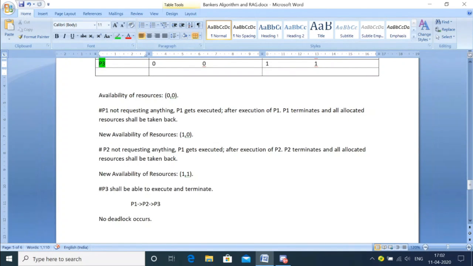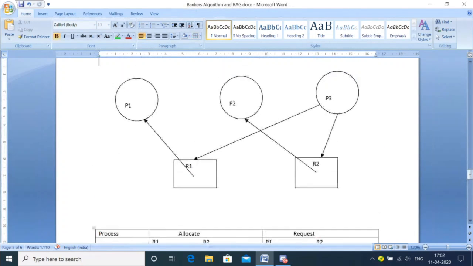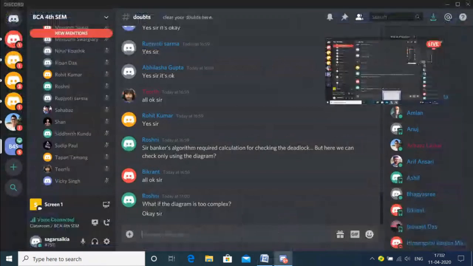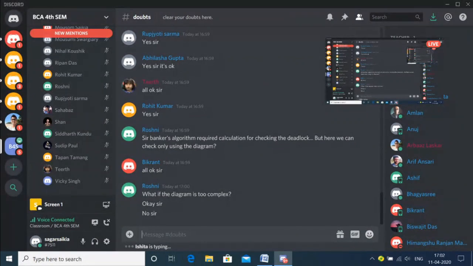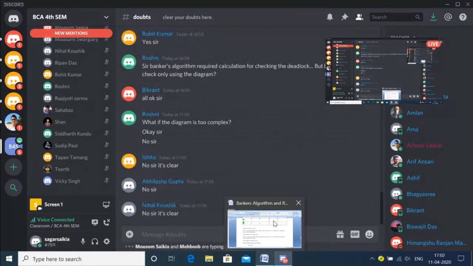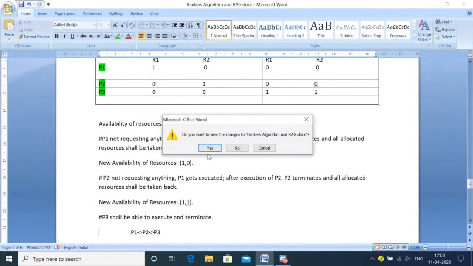So we can produce a safe sequence again in this way and we can say that no deadlock occurs. But here basically we'll be given the graph and from the graph we have to derive the conclusion. So any question in resource allocation graph also? Banker's actually was the toughest of all the algorithms.